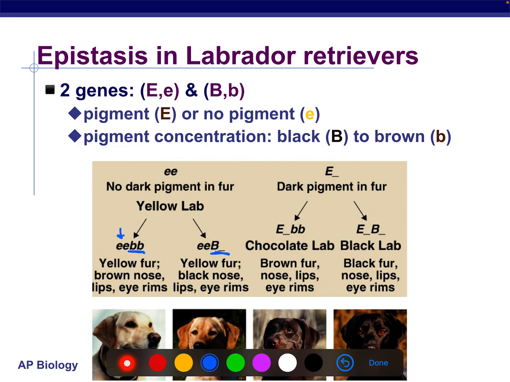If you're expressing no pigment, you will have a yellow lab. However, if you have some pigment concentration being coded for, you will have a yellow lab that has a little darker of a face. Now, if we are coding for pigment, then it's really going to matter what the B's are saying. Anytime you have a capital B, you're going to get a black lab, and anytime you have lowercase b's, or less pigment, you're going to get a chocolate brown lab.